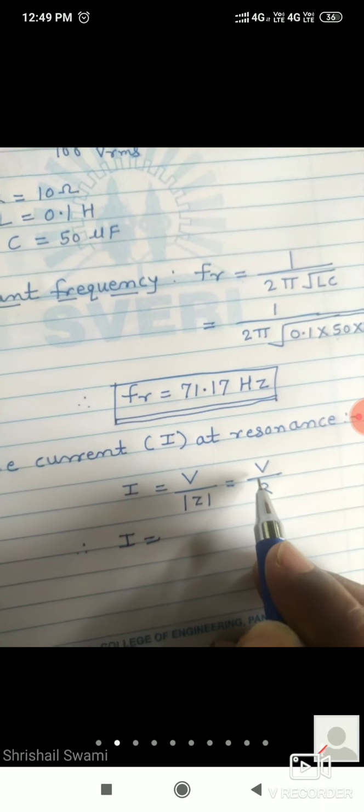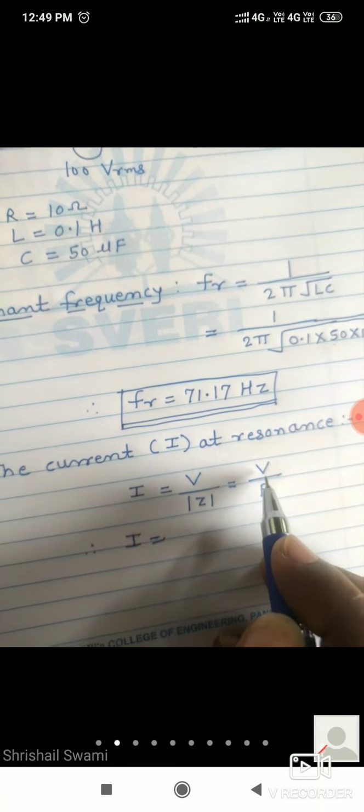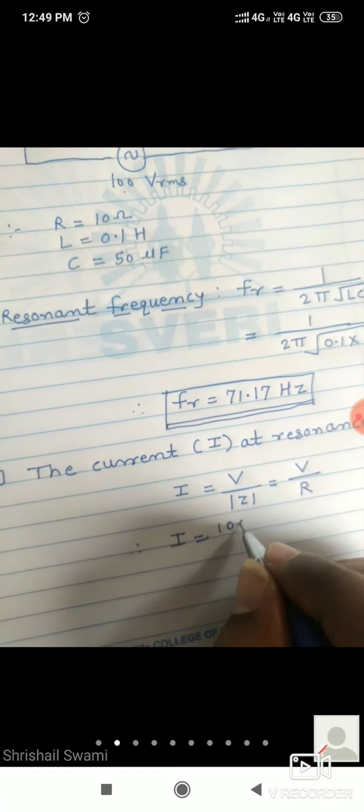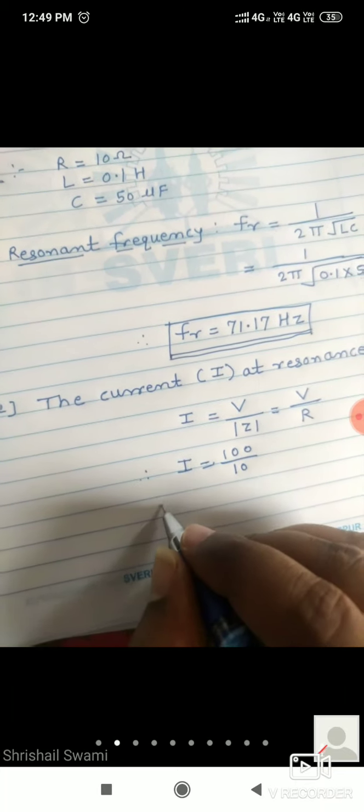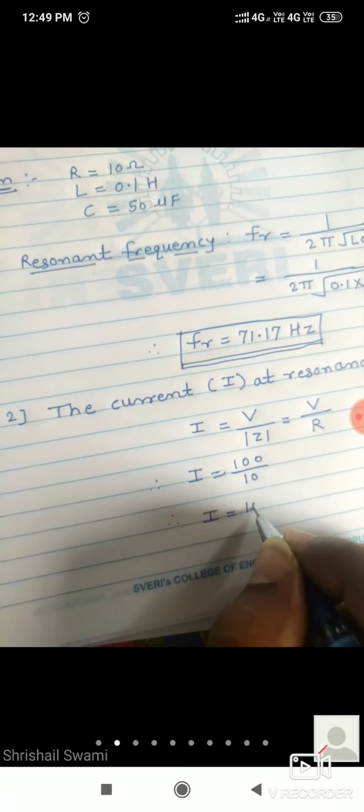If it is AC, the voltage should be taken as VRMS, and VRMS is already given. If the source is AC and a voltage value is given, then take it as 100 here. So I is equal to 100 divided by the resistor value, that is 10. So we got I equal to 10 ampere.